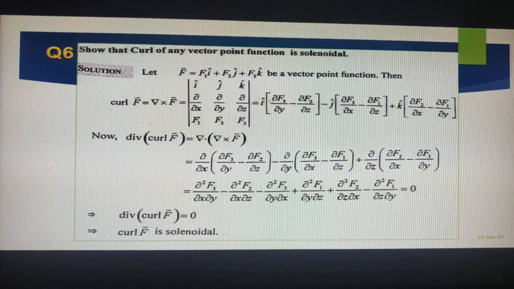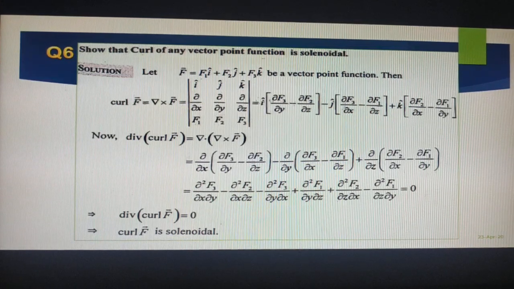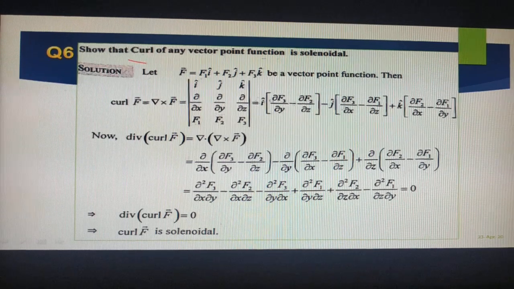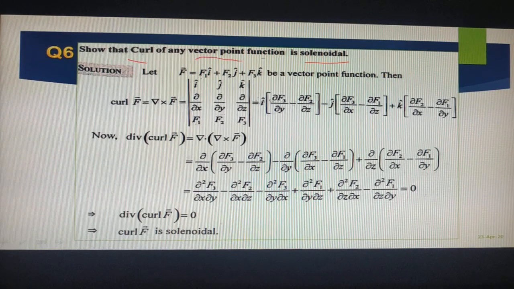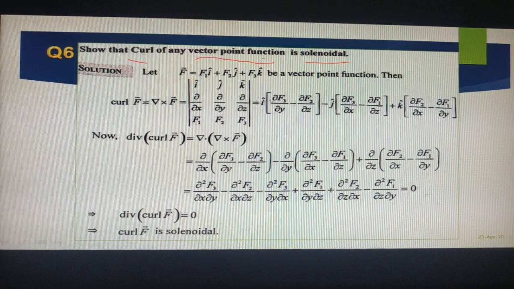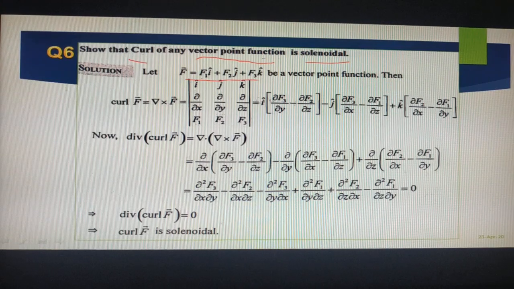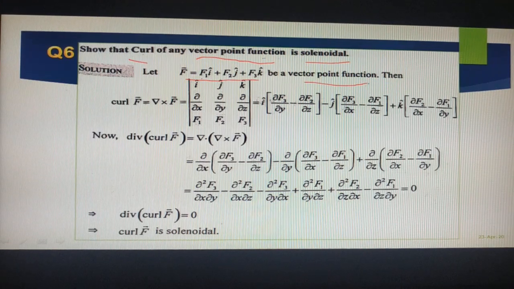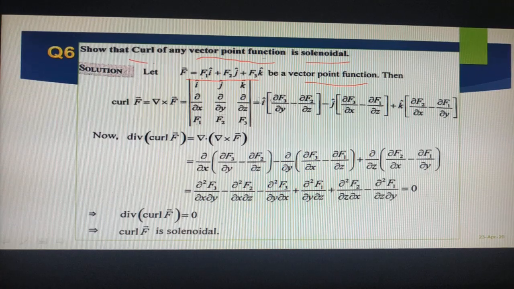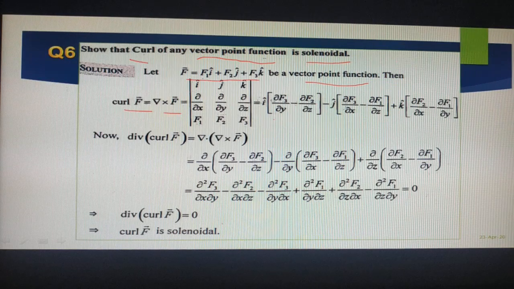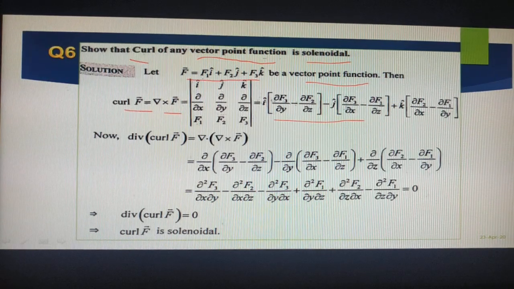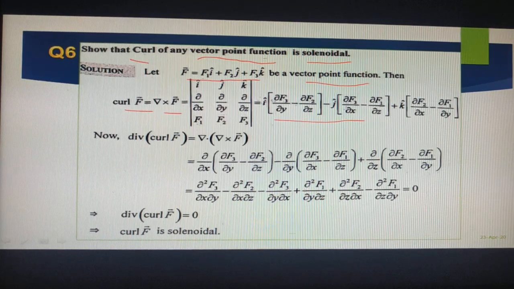And of course, here we have to show that curl of any vector point function is solenoidal. What is the meaning of this? Any vector point function. So I am taking f is equal to f1 i plus f2 j plus f3 k as a vector point function. I am applying curl on that. Curl f means del cross f. When I am finding del cross f, I am getting this result.